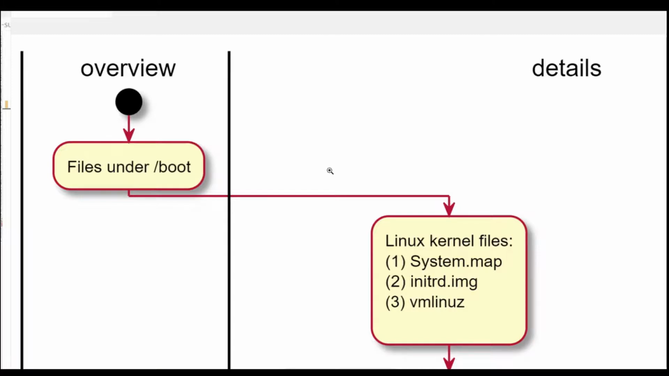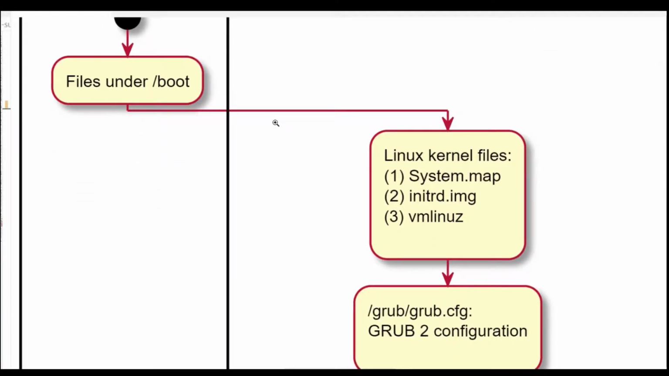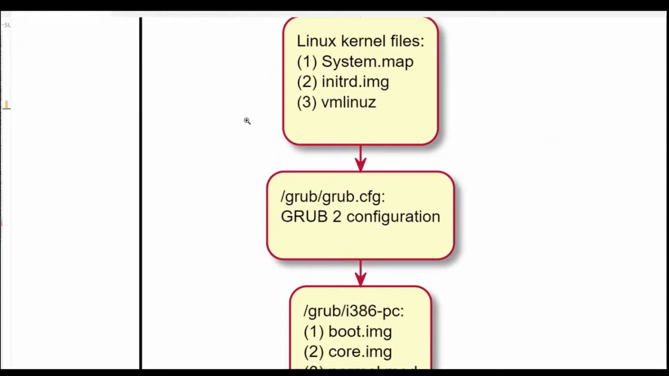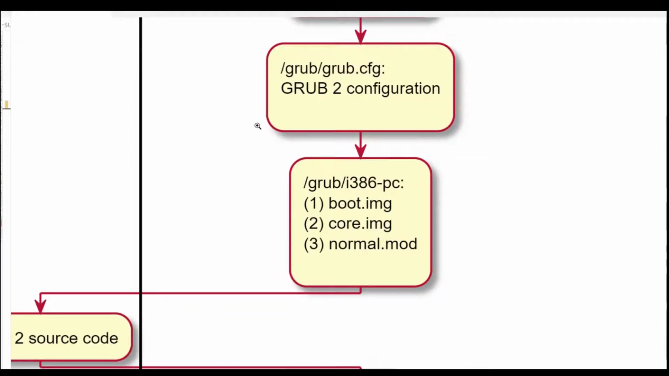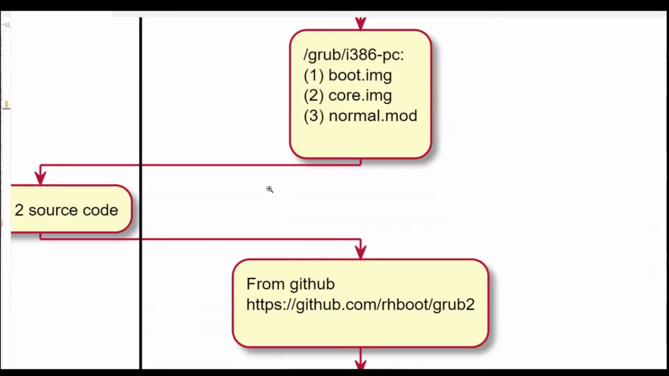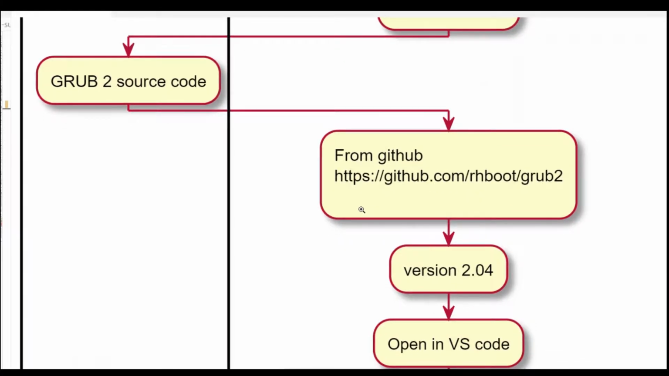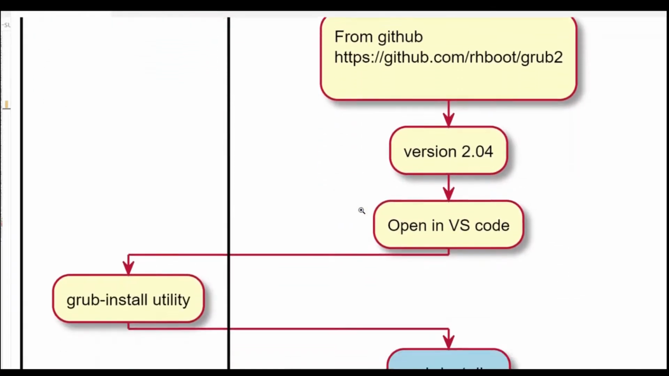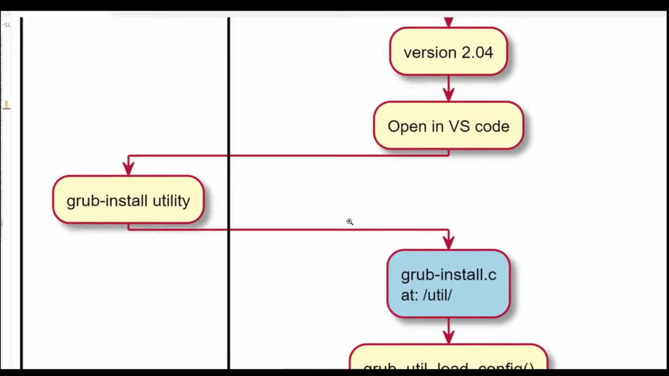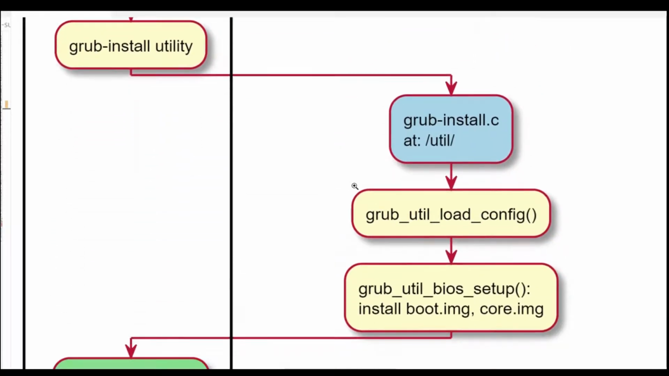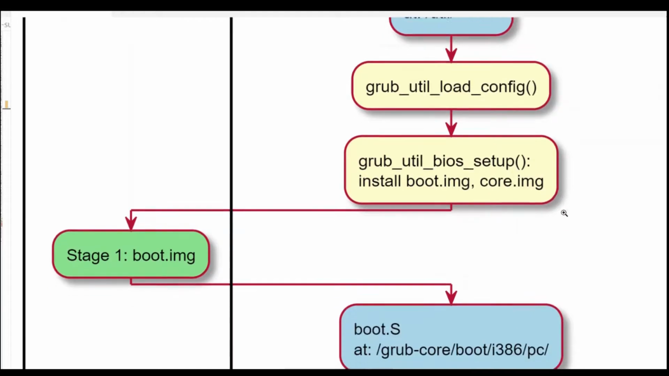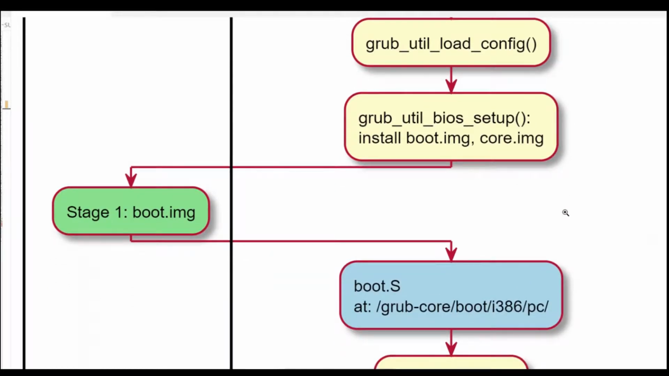We look at files under boot directory in Linux system. They include Linux kernel files, grub-2 configuration file, and 3 important files that will be discussed in details: boot.img, core.img, and normal.mod. Then we downloaded grub-2 source code version 2.4 from GitHub and opened in Visual Studio Code. The grub-install.c is the first source code file we reviewed. We look at the functions that load grub configuration file and install boot.img and core.img.